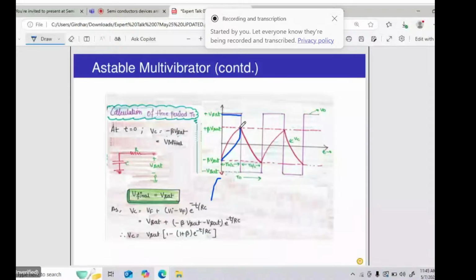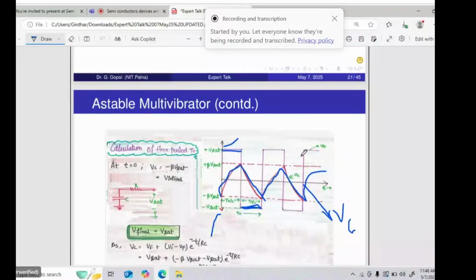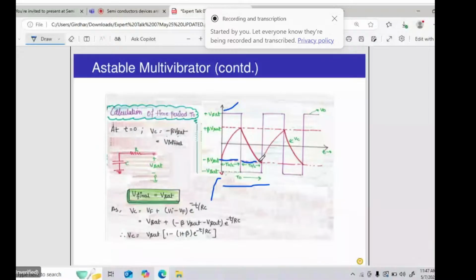Now what is most interesting is to understand the time period, meaning how you can calculate it. By the graphical way you can clearly see the time. Let us suppose this pulse we have generated has the time period T naught. Its half period is T naught by 2. At time t equal to T naught, what is VC here? Minus V set, right?